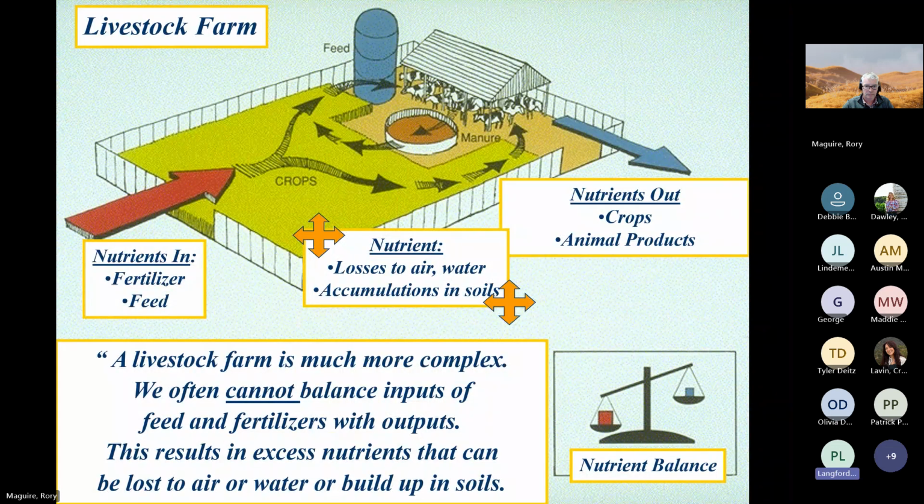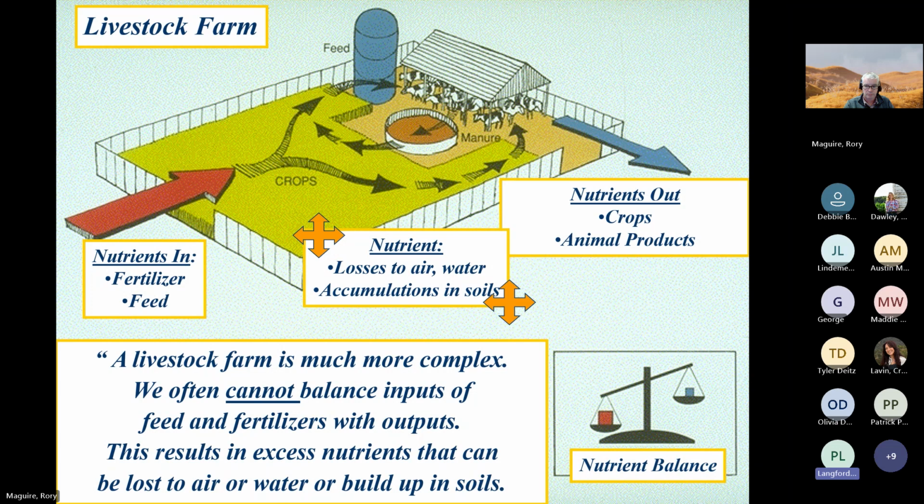this is a diagram of a livestock farm. You can see this is a more complex closed loop system where the nutrients go in, your fertilizer and your feed, and your nutrients come out with your crops and your animal products. However, there will be some nutrient losses to air and water as well as accumulations in the soil.